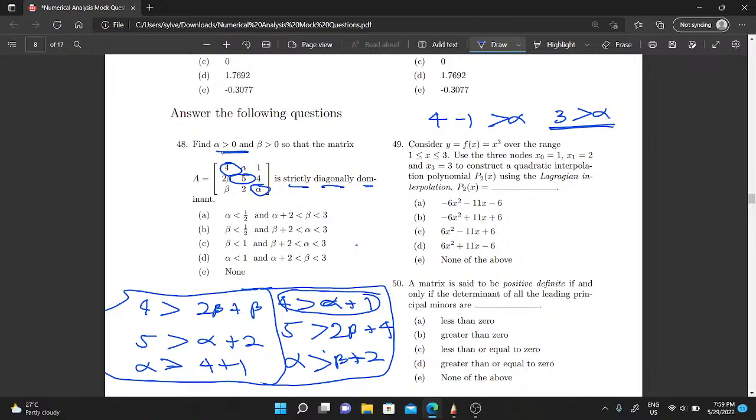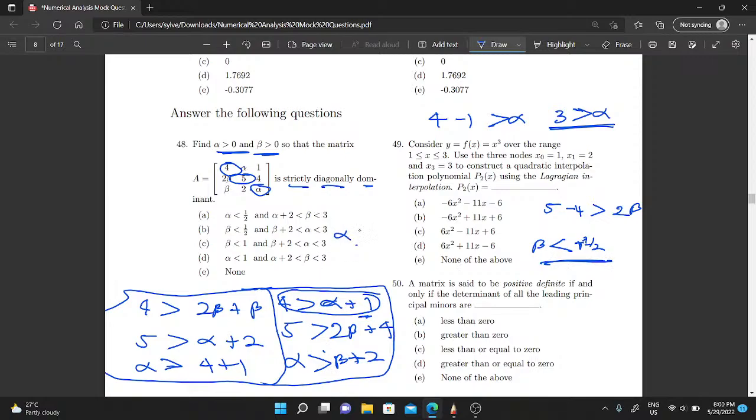But here they told you alpha is greater than 0, and beta is also greater than 0. So you found 3 is greater than alpha, like alpha is less than 3. That's the first one, right? And then for this one too, you can also find it, right? 5 minus 4 is greater than 2 beta. So that means beta is less than 1 on 2. You understand? It's positive 1 on 2.